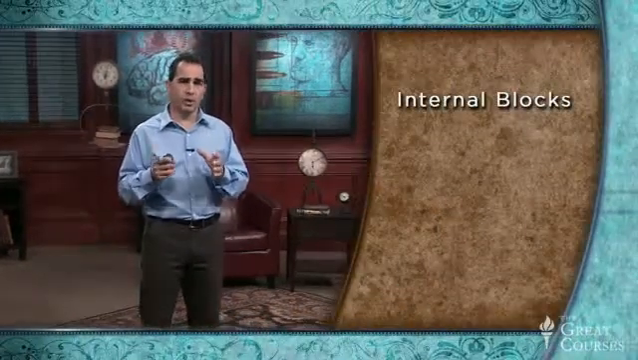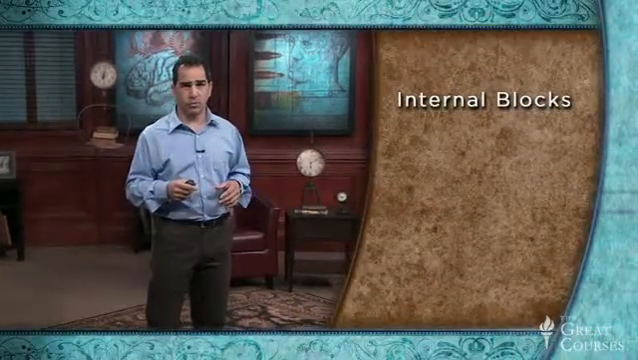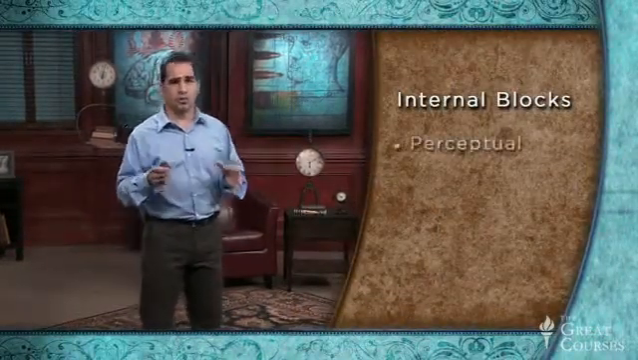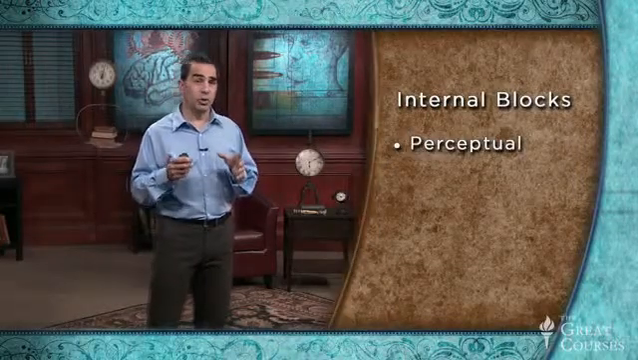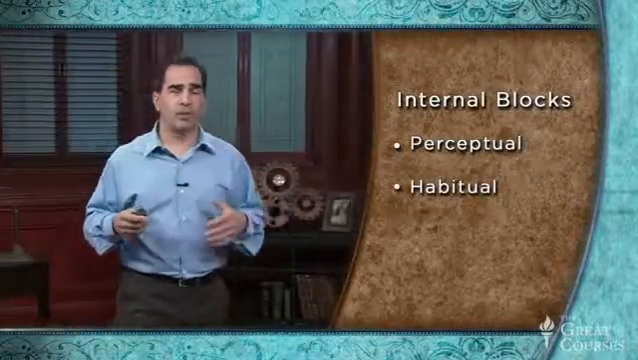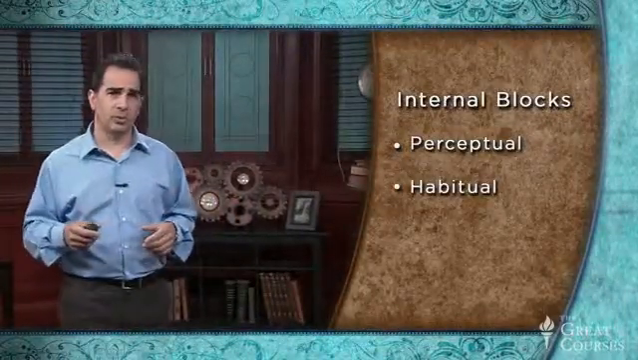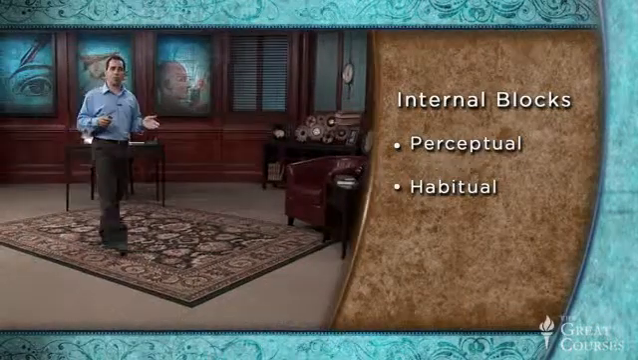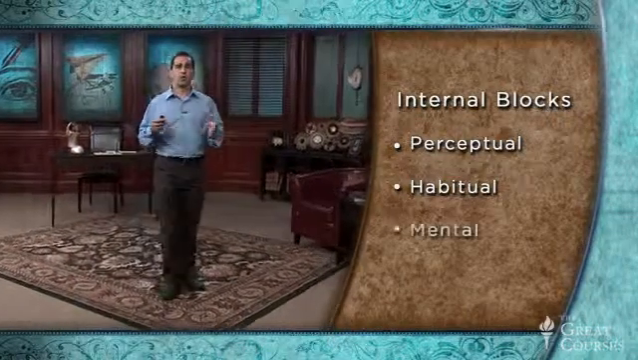Internal blocks happen in our minds. We're going to start with these blocks. We're going to look at 3 particular blocks to creative thinking. One is perceptual. This is rigidity in terms of how we see things. The next is habitual blocks. These are fixed patterns that we might get into. And then the 3rd block we'll look at is mental blocks.